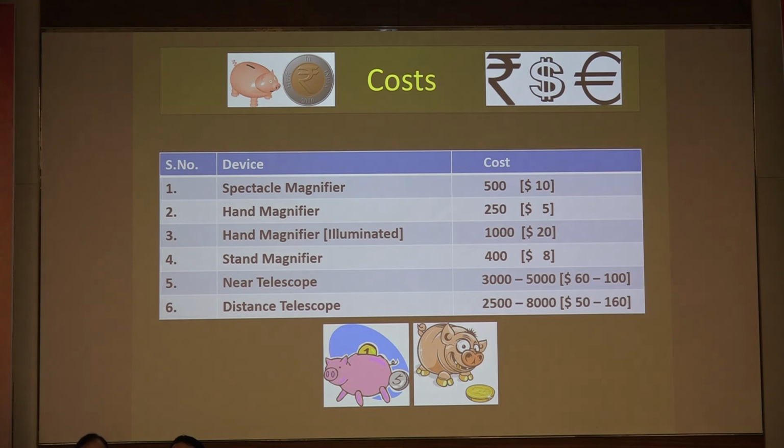So this is something which tells you how much they cost. A spectacle magnifier would cost about 500 rupees, a hand magnifier 250 rupees. Telescopes are very, very expensive, and these are old figures. The last telescope I prescribed was about a year ago, which I had to import from Norway, and that cost about 16,000 rupees to the patient. So the cost has increased and doubled in recent years.